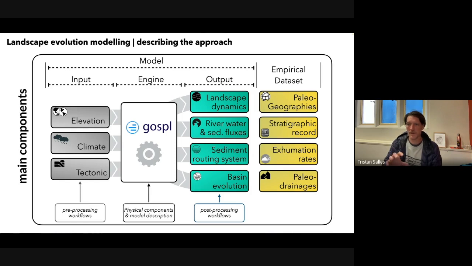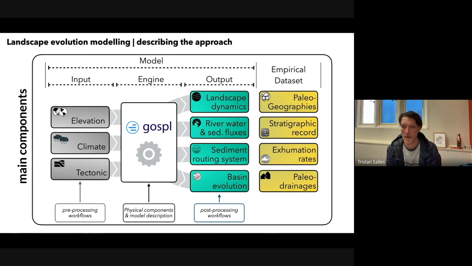And so from these outputs, what we can do is compare them with empirical data sets that exist, and look at how the model is able to recreate or match some of the data.